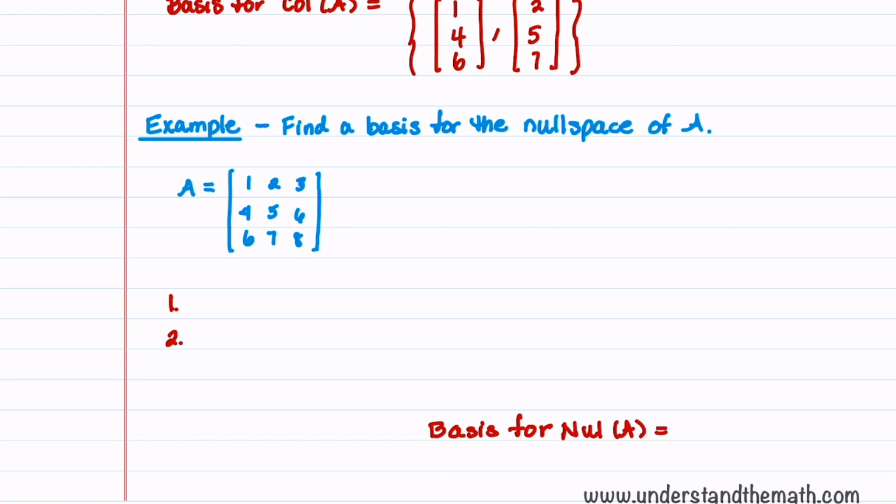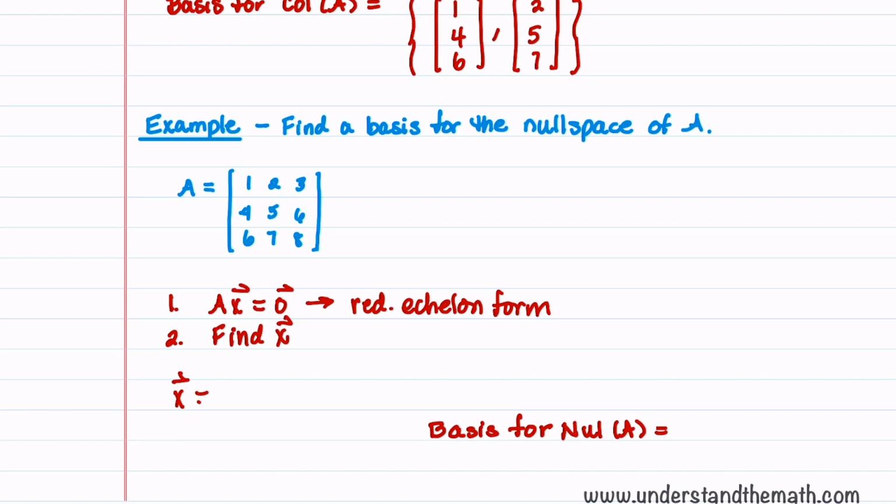In our last example, we're going to find a basis for the null space of A. Again, we have the same matrix that we had on the previous page. Our first step is that we're going to take Ax is equal to 0, and we're going to put this in reduced echelon form. The second step is that we're going to find x. We actually did all this in the previous page when we found the null space. So I'm going to write down our solution that we had obtained.